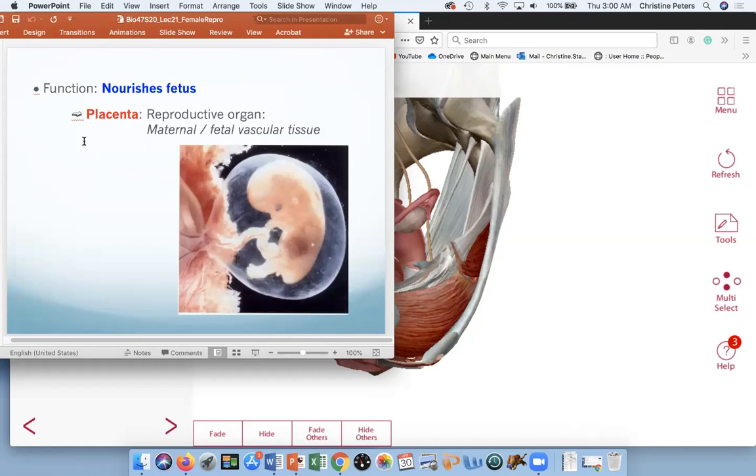But if an embryo does get fertilized and does implant, then the endometrium is really what forms that placenta, which is that unique maternal fetal union of blood vessels. So the blood vessels actually don't connect, but they're going to run really close to one another and allow for exchange to take place between the mother and the developing baby.